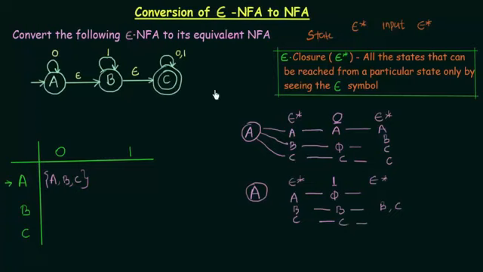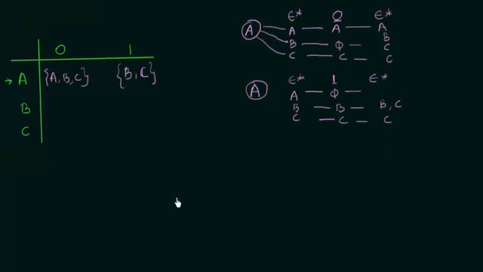And C on epsilon closure, where does it go? It goes only to C. So the final states that we obtain are B, C, C. So that means B and C. So A on getting input 1 will go to B and C in our NFA. Alright, so now we have finished for state A.